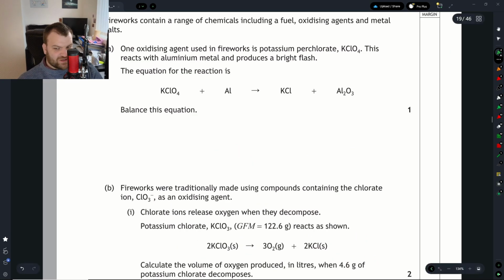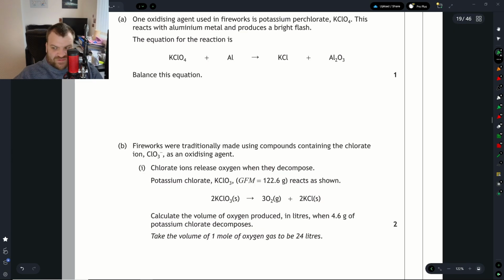In this question, we're asked to balance the equation. If we were to start off looking at the aluminiums, I'd first need to put a 2 in front of the aluminium here, which will balance out the aluminiums there. The chlorines are fine, the potassiums are fine, it's just the oxygens.